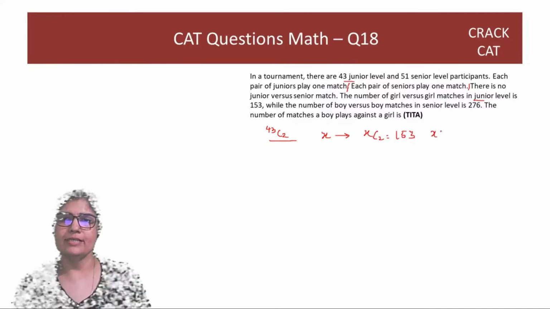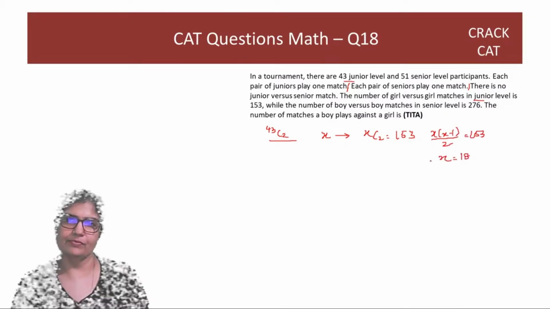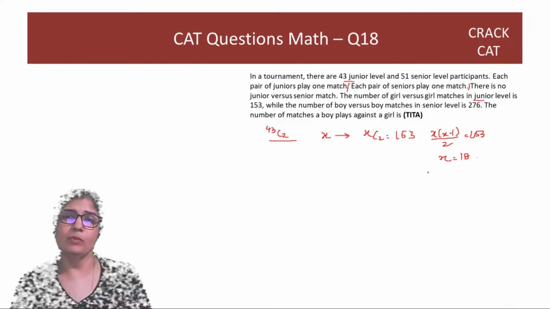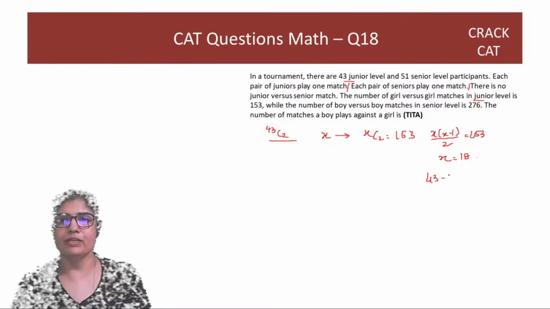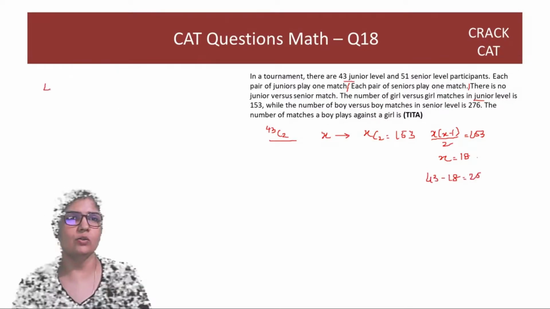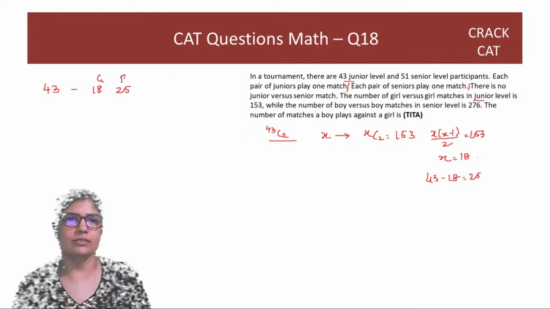What is XC2? It's X into X minus 1 divided by 2. If this is 153, we'll get X as 18. So there are 18 girls. If there are 18 junior girls, then there are how many guys? It is going to be 43 minus 18, so there are 25 guys. So the 43 total juniors can be broken up as 18 girls and 25 boys.